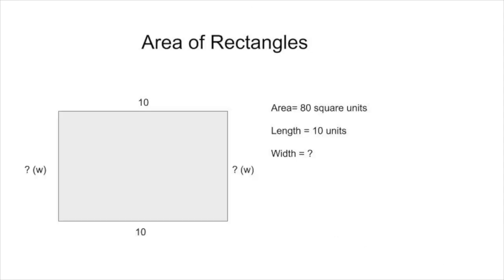In this example, I'm giving you the area, and I'm going to give you the length, and we're going to need to use that information in order to find the width. So we know our area is 80 square units, our length is 10 units. So I know that 10 times the width will equal 80 because the length times the width equals 80. Well, I happen to know that 10 times 8 equals 80, so my width has to be 8.